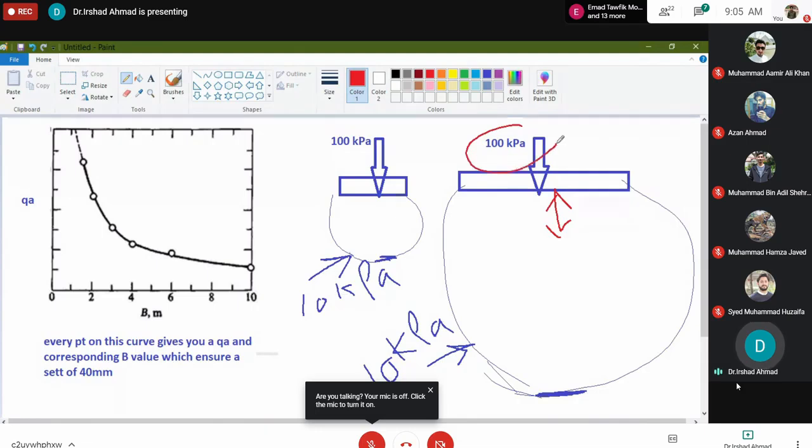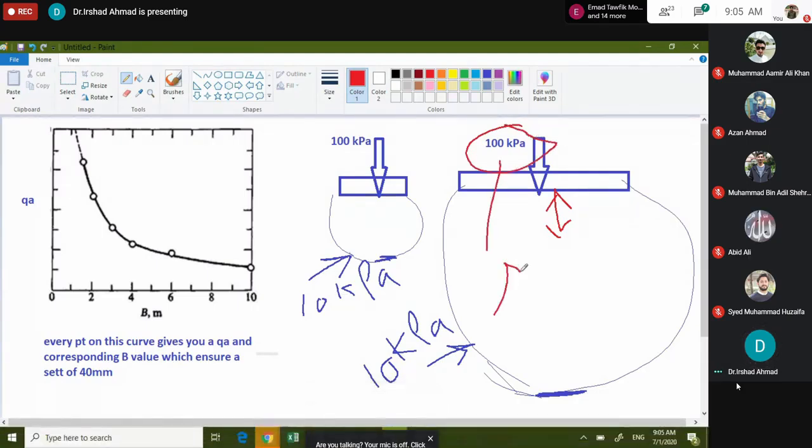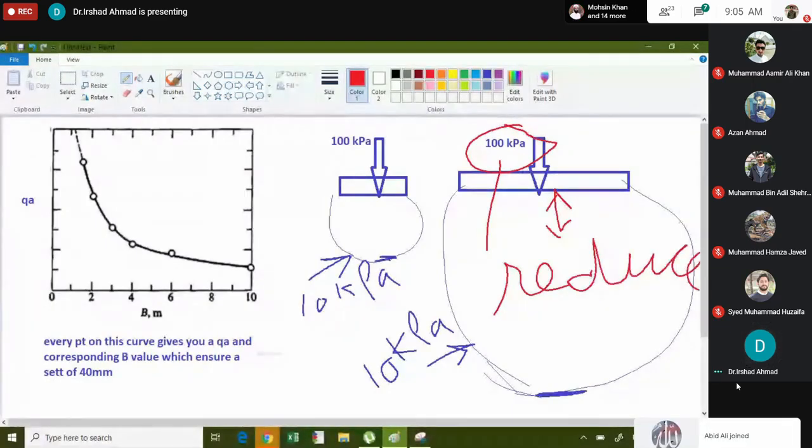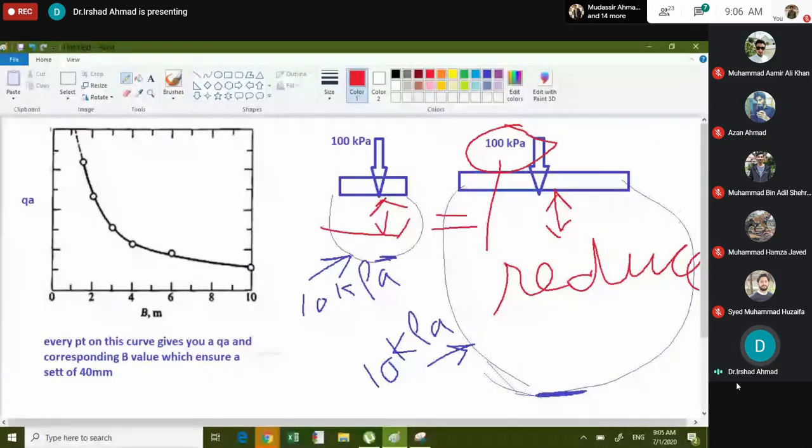इस प्रेशर को हमें रिड्यूस करना होगा। ये प्रेशर हम रिड्यूस करेंगे तो ये और ये सेटलमेंट आपस में बराबर हो जाएंगी। सो इसका मतलब है फॉर द सेम सेटलमेंट, you have to reduce the intensity for bigger foundation, and so is happening. Look, for greater B, the stresses are being reduced, right, to have the same 40 mm settlement.